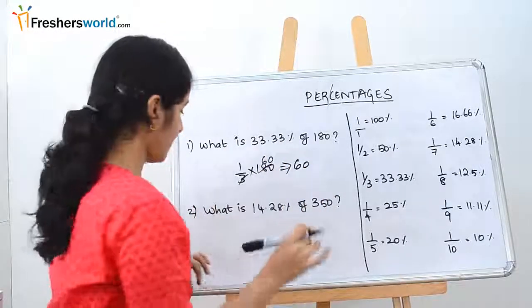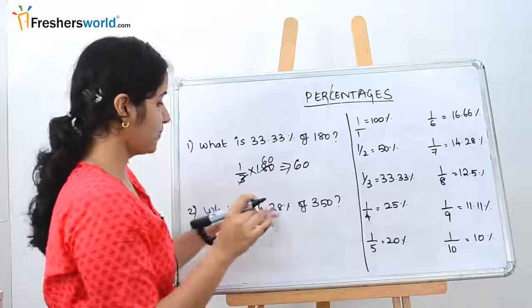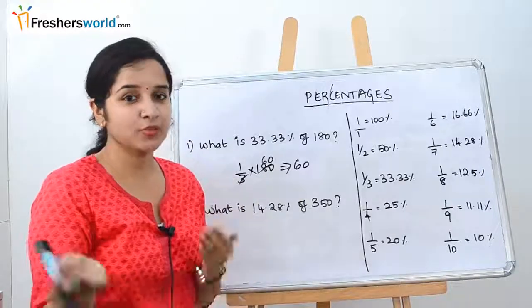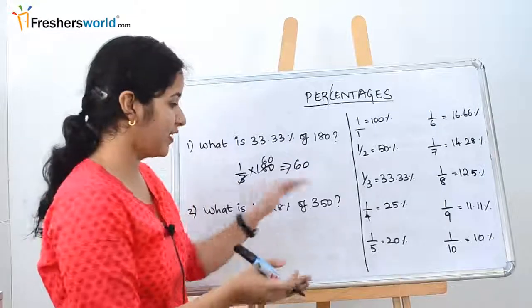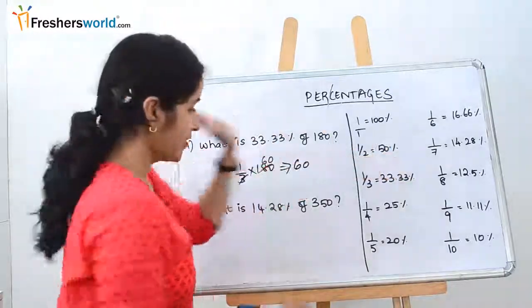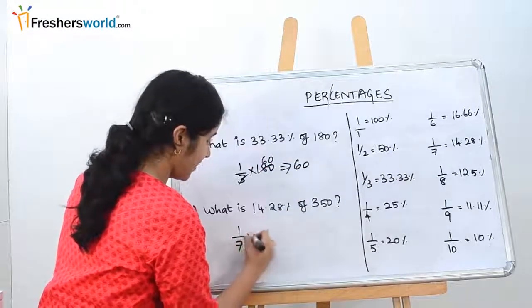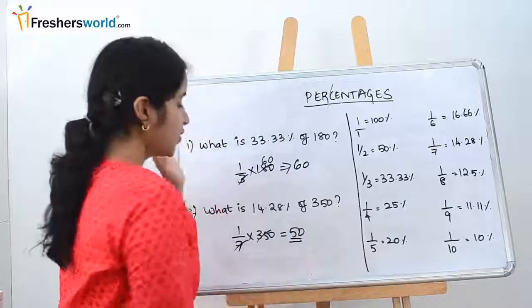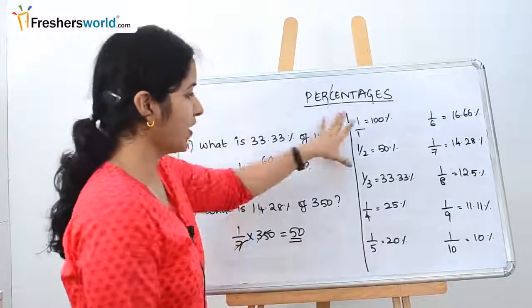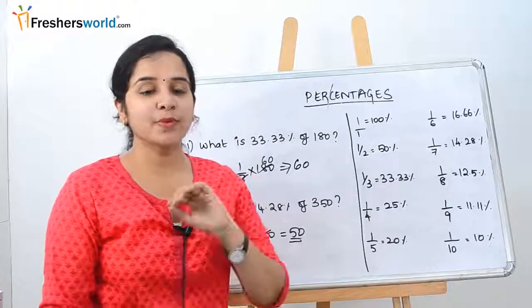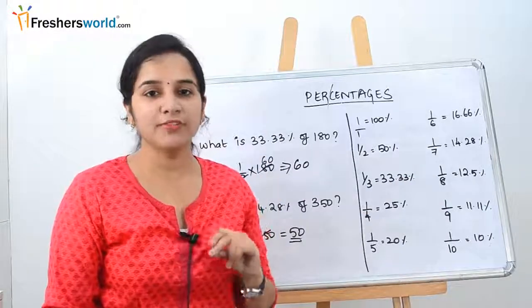Let's solve another problem. They have asked us, what is 14.28% of 350? Instead of taking the elaborate method of 14.28 divided by 100 into 350, you know 14.28% is nothing but 1 by 7. So directly you take 1 by 7 into 350, and it's nothing but 50. This is the main reason for knowing these things. It's very simple to remember. If you remember this, most of the percentage problems can be solved within 5-6 seconds.